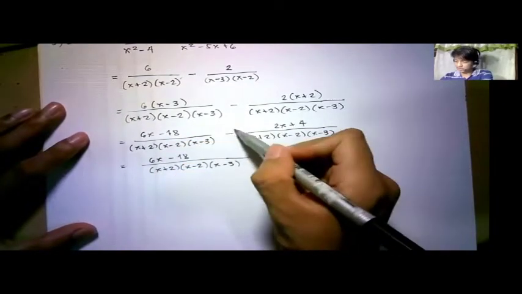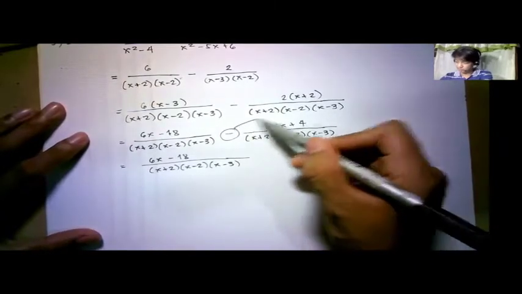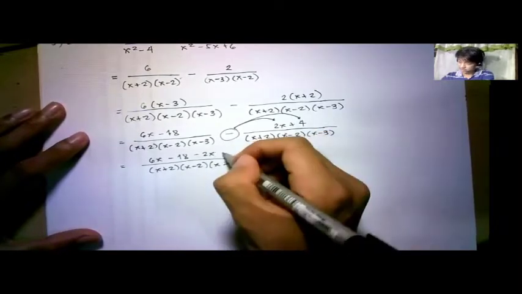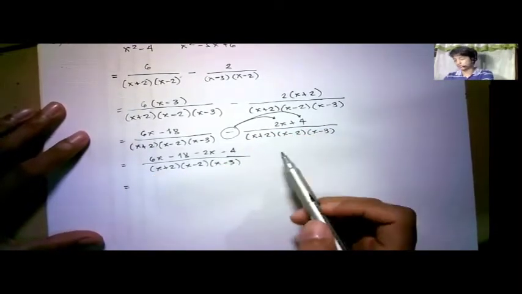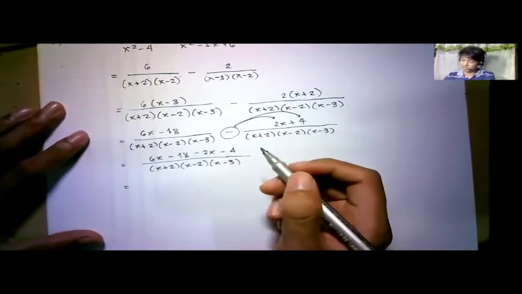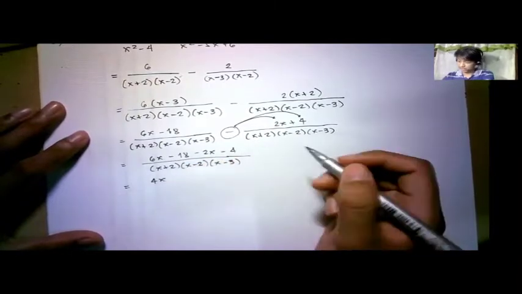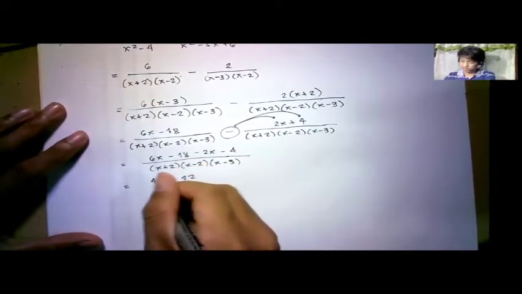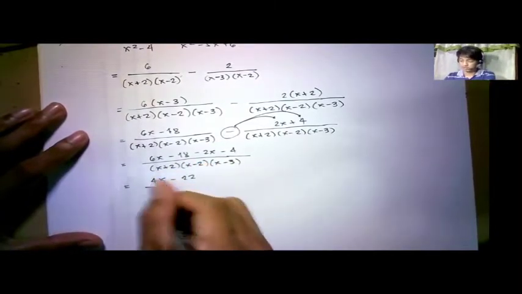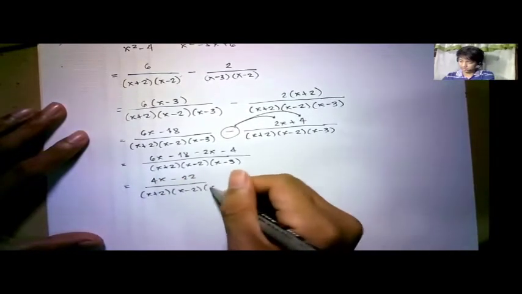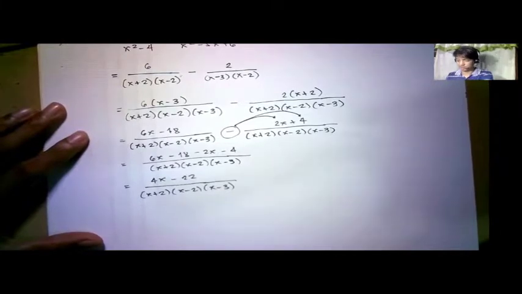So again, since this is subtraction, we need to distribute this one first. So that will give you negative 2x and then negative 4. It's equal to 6x minus 2x. That will give you 4x. Then negative 18 minus 4, that will give you negative 22 all over x plus 2 times the quantity x minus 2 times the quantity x minus 3. Okay?